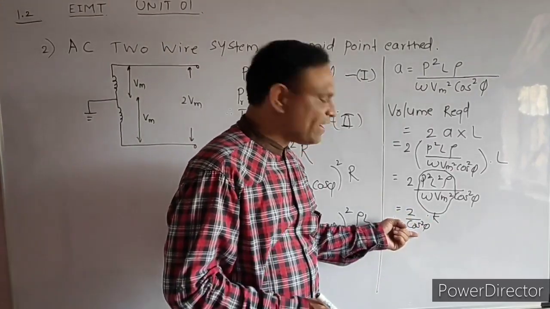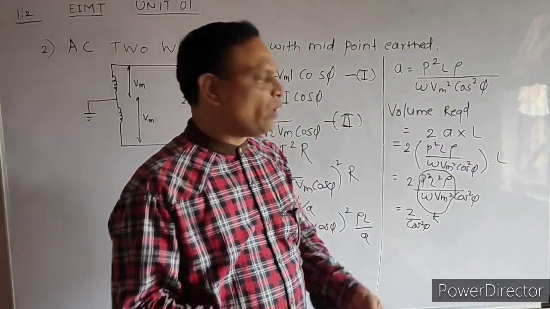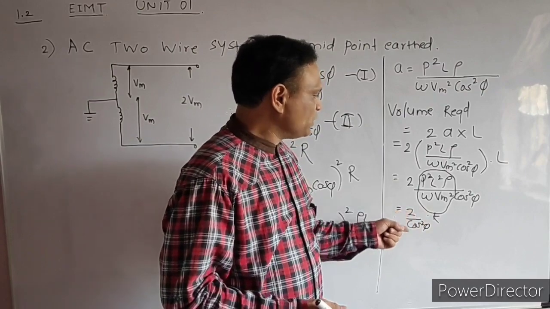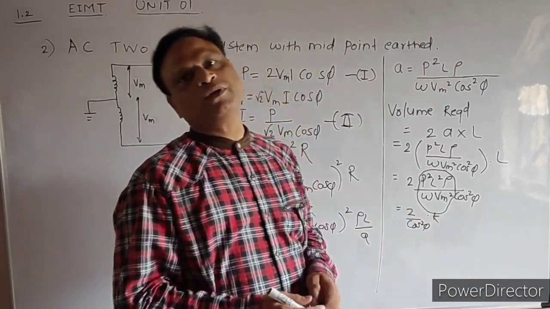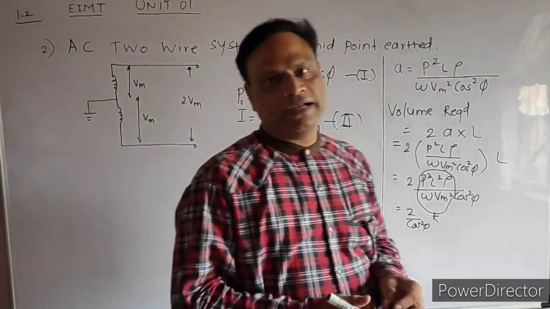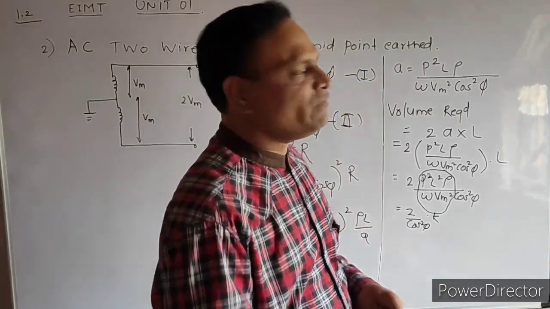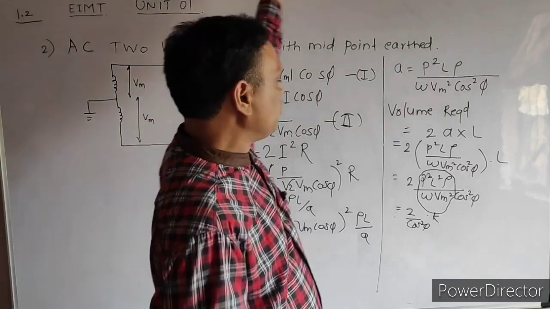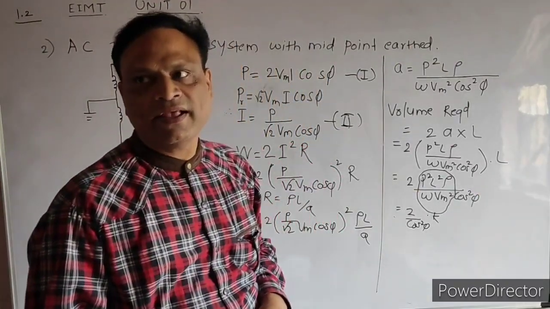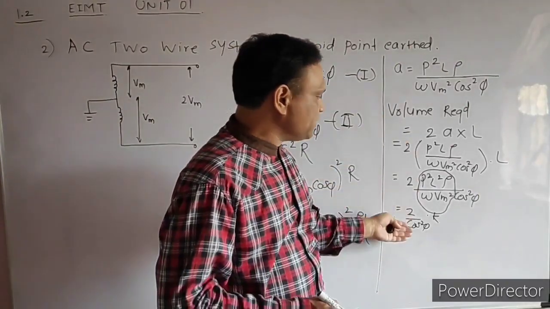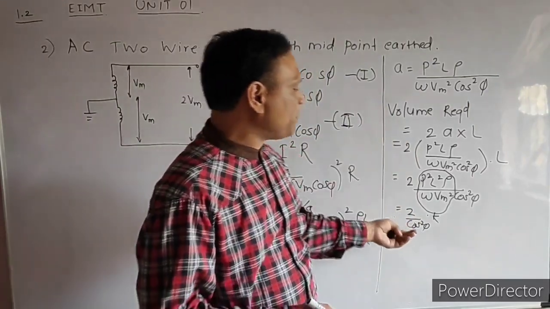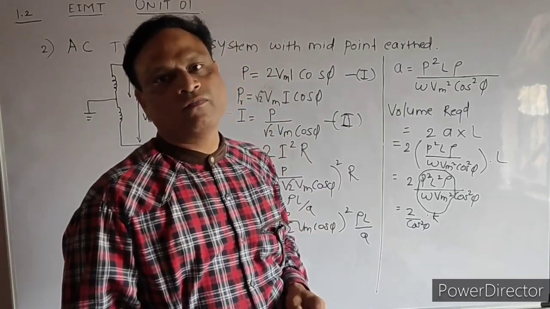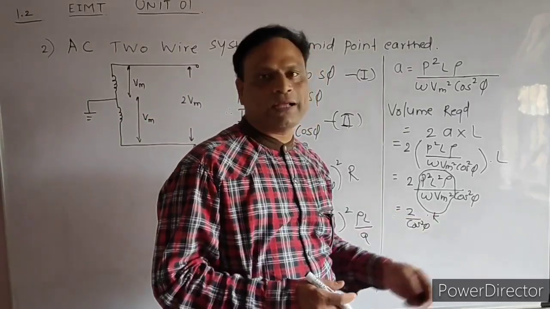So upon cos square phi, maximum it can be 1. If it is 1, then again 1 square is 1, so 2 times the volume is required than in the case of DC. This expression clearly tells that whenever it was a DC system, the volume required was K, but whenever it is an AC system, even though its power factor is unity, the volume required of the conductor will be 2 times K.